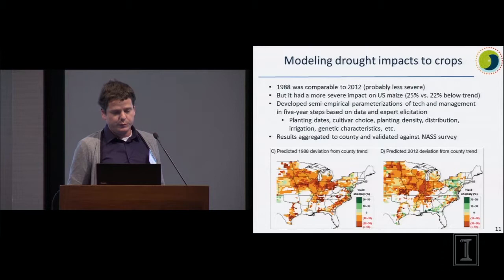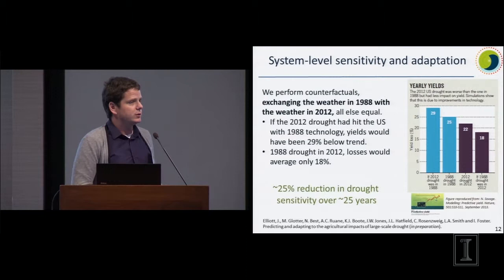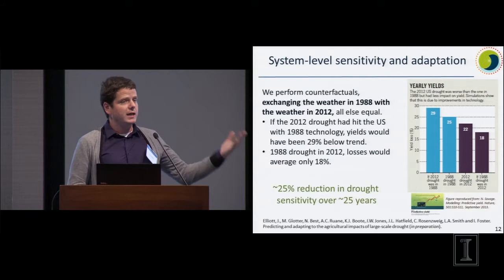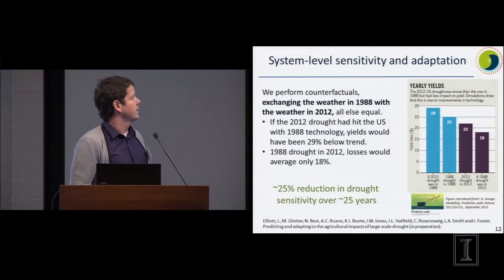We similarly compare this to NASS data for validation, and then we constructed two different counterfactual scenarios in which we simulated the results of the 1988 drought hitting in 2012 and the 2012 drought hitting in 1988, to see whether or not we can say anything about the system-level sensitivity and how it's changed in the intervening years.